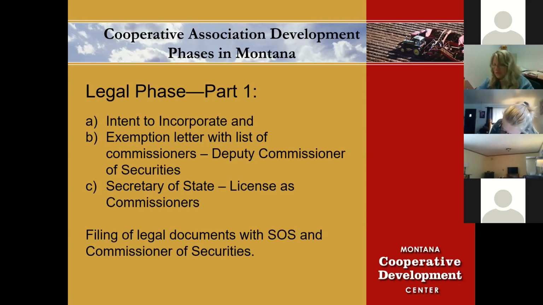And who are the commissioners? The commissioners are individuals who can go out and solicit the sale of shares of stock that represent the membership inside the cooperative. This exemption letter gives you permission to bypass blue sky laws. Blue sky laws are the Securities and Exchange Commission laws that exist in the state of Montana. And if you are starting an S corporation, or if you're starting a C corporation, you have to comply with blue sky laws.